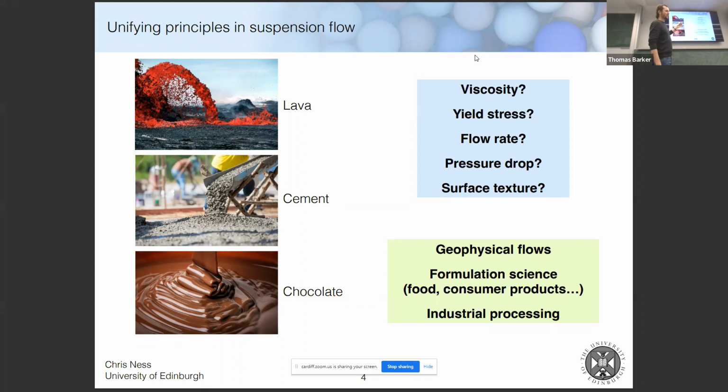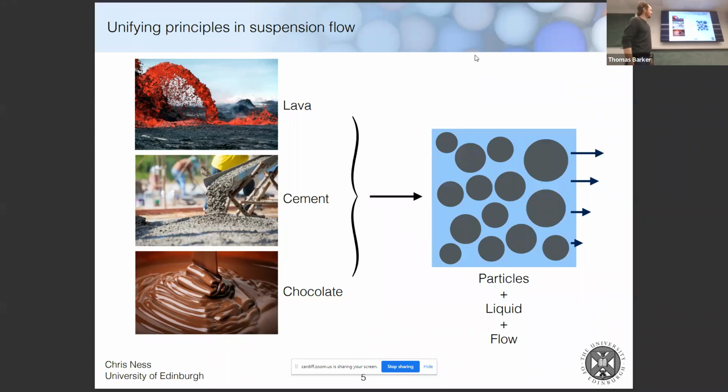These are all very broad questions that have elements of fluid mechanics, solid mechanics, and so on. But we can ask these of all these materials and expect that there might be some common principles in how we answer them. And like I said, the applications of this are quite broad. As far as I'm concerned, these 3 examples are unified by the fact that they are just some solid particles, which are the gray circles, liquid, which is the blue interstitial material, and there's some flow, which is the arrows there, showing that there's a velocity gradient.